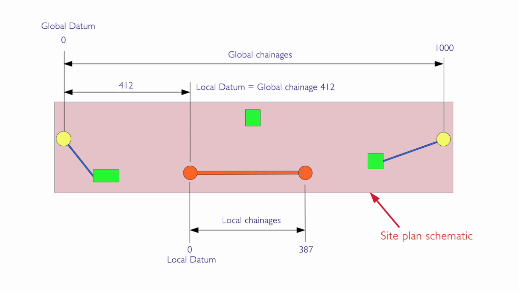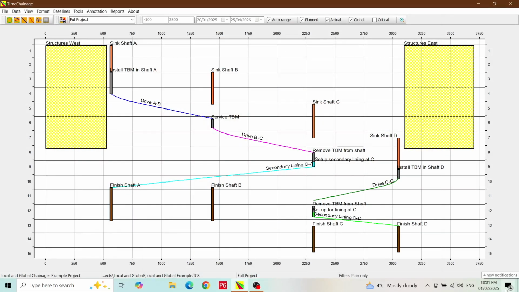Think of local chainages as specific to a certain section of work, say a tunnel drive or a road, or indeed any task where it would be helpful to have a 0 as the start chainage. In the example project I have open, you can see that the extreme left side of the project has a chainage of 0. In TimeChainage, this is the global chainage datum. Note that the global checkbox in the toolbar is checked. This indicates that the chainages shown on the chart are global.